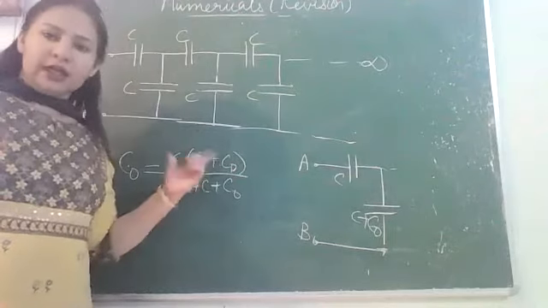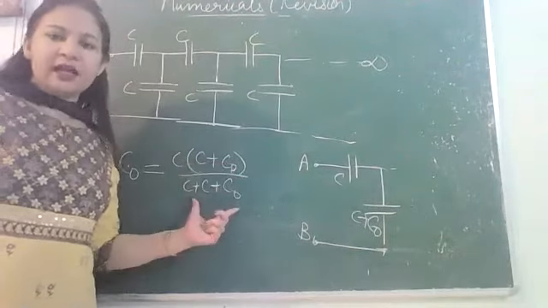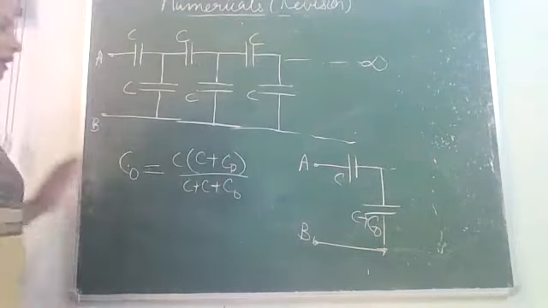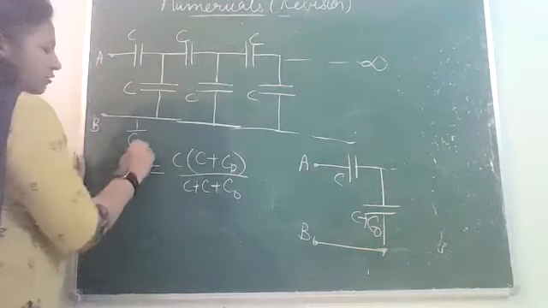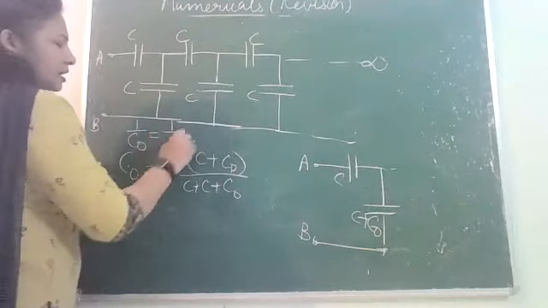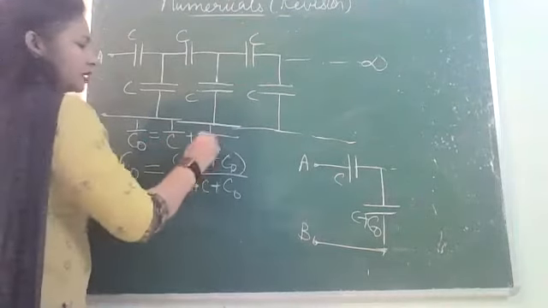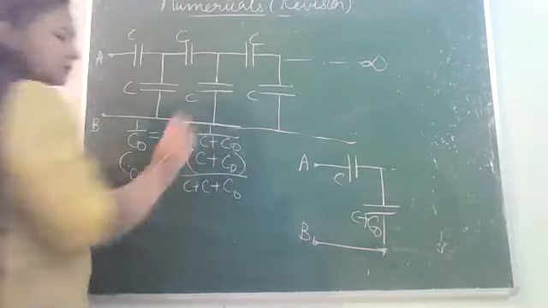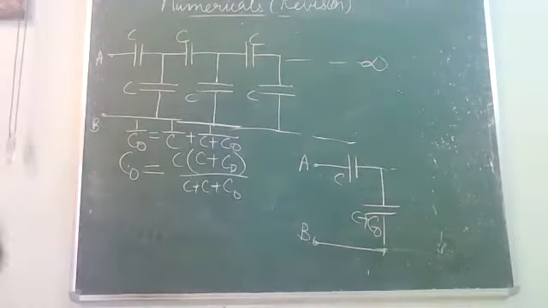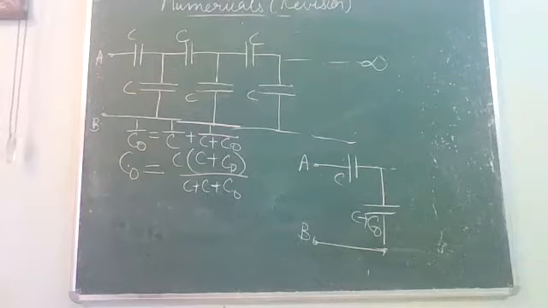उनका 1 over लेके, रेसिप्रोकल लेके मैंने डायरेक्टली LCM ले लिया. If you want to write one more step, you can write here. 1 over equivalent capacitance is 1 over C plus 1 over C plus C naught. Now I think you get it. Is that okay, clear, ma'am?